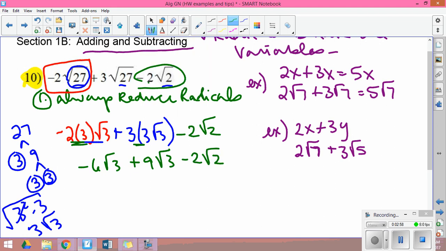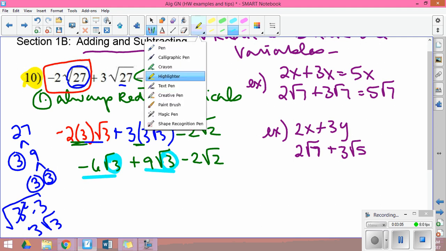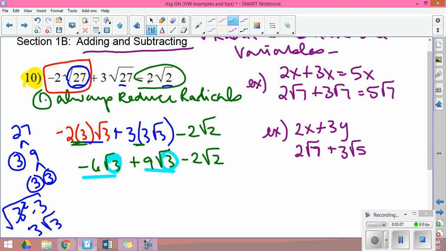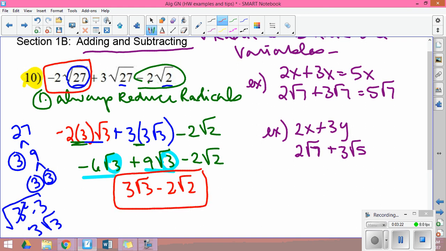So the only ones that combine are the ones that have exactly the same radical. They combine just like if they were variables. So -6 plus 9, I'm going to have 3 square roots of 3 minus 2 square roots of 2, and that won't combine. So this is your answer.